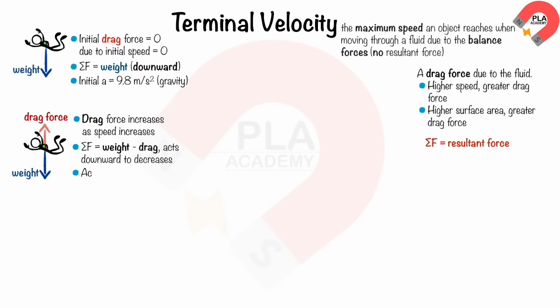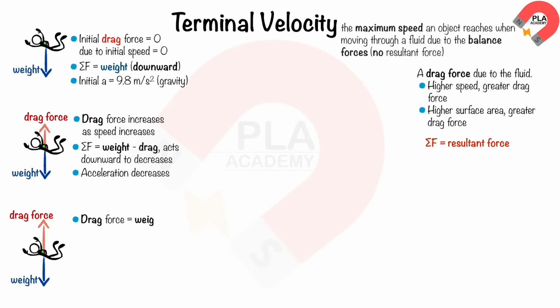The drag force increases until it equals their weight. This causes the resultant force to be zero. Since their acceleration is also zero, this causes their speed to be constant. This is called terminal velocity.